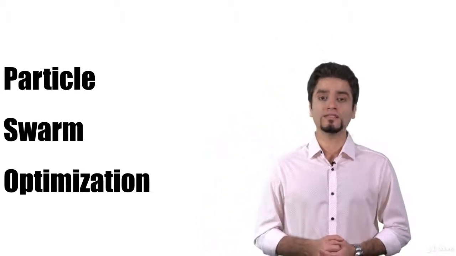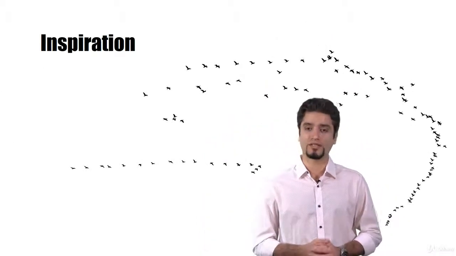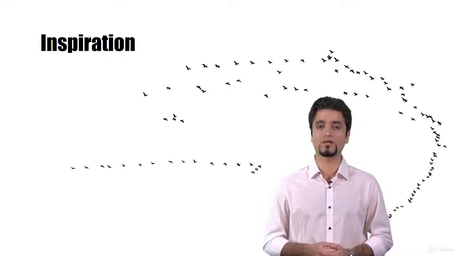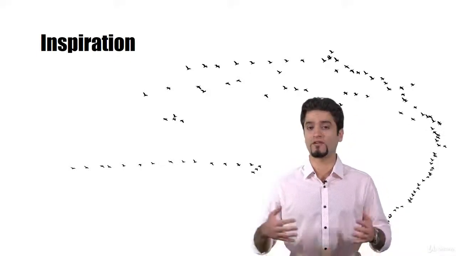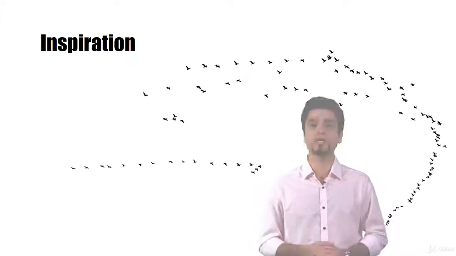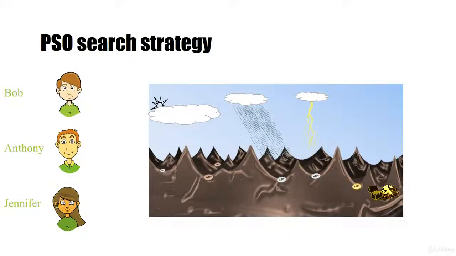Alright, so let's start with the inspiration. The particle swarm optimization algorithm mimics the navigation and foraging of a flock of birds or a school of fish. Before we see the mathematical model of PSO, let's go back to our analogy. Here's the mountainous region and the team is about to start the search. The team decides to use the PSO technique to look for the treasure. So what do they have to do? They have to, of course, follow the PSO rules.